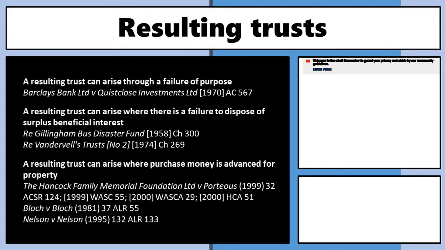this, as well as having this purpose, this sort of murky sounding area where a purpose is made clear to all those involved in a particular transaction, the other two very, very large areas, enough to warrant an entire lecture each in terms of resulting trusts, is this. Failure to dispose of beneficial interests, when a beneficial interest is somehow orphaned, for want of a better word. That's one area. And the other one is to do with property. Now, I'll just make note of that before we talk in a lot more depth about the beneficial interest part.